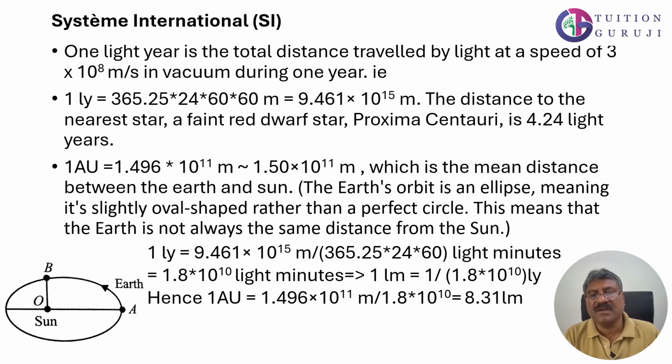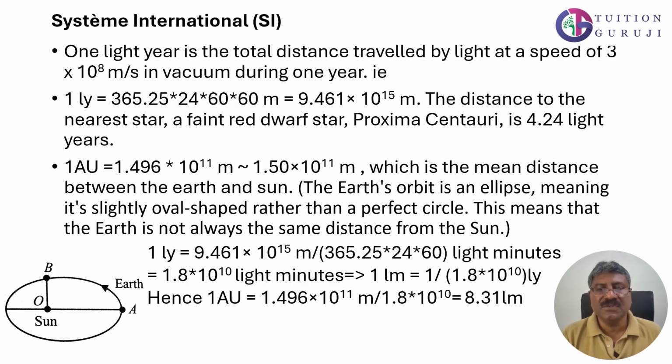One light year is the total distance traveled by light at a speed of 3 into 10 raised to 8 meter per second in vacuum during 1 year. That is, 1 light year is equal to 365.25 into 24 into 60 into 60 into 3 into 10 raised to 8 meter, that is 9.461 into 10 raised to 15 meter.